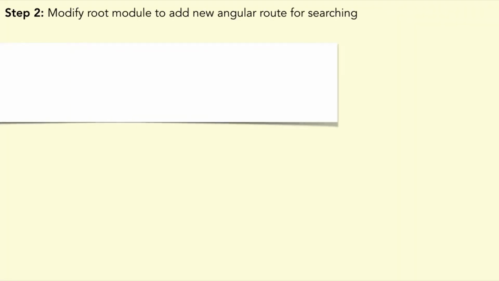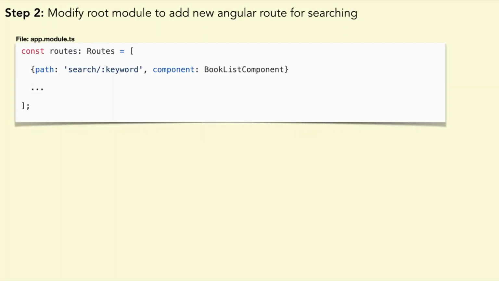So step two is to modify the root module to add a new Angular route for searching. Within the app.module.ts, we're going to define a new route, search/:keyword. Here the colon keyword is a parameter that the user has entered in the text box, and we are going to map it to the book list component.